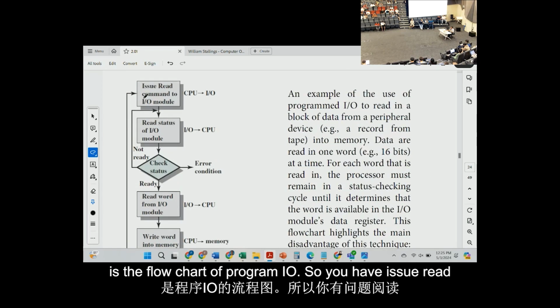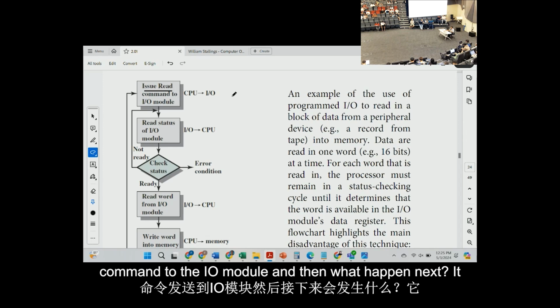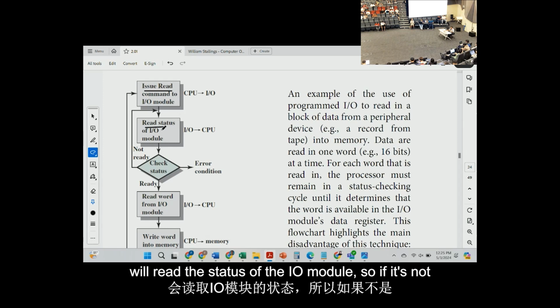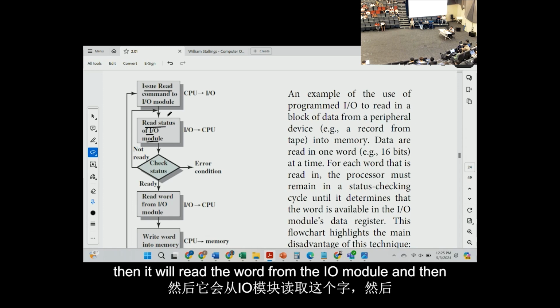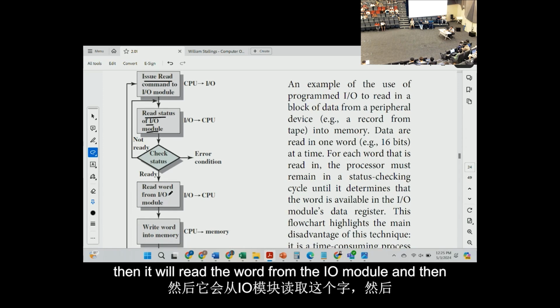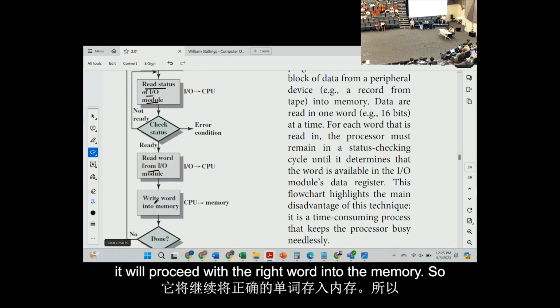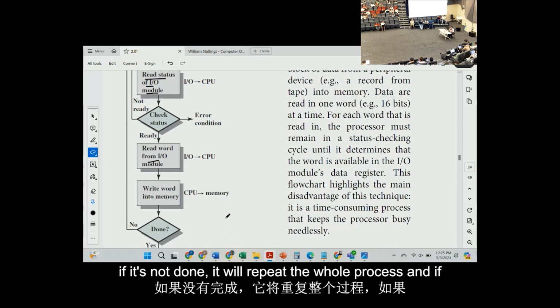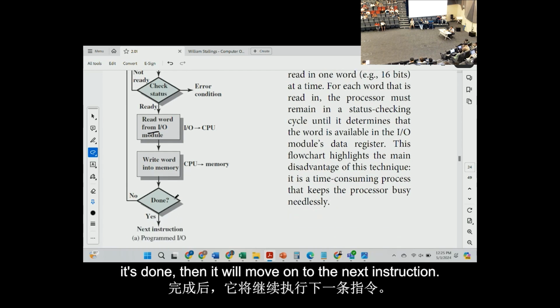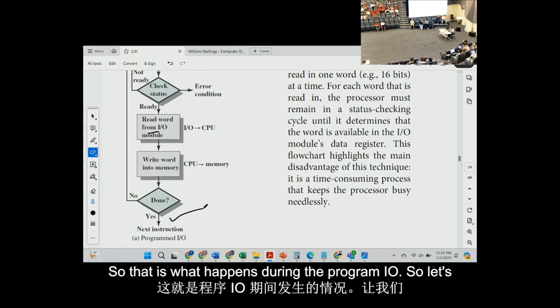So you issue a read command to the I/O module, and then what happens next? It will read the status of the I/O module. Okay, so if it's not ready, then it will repeat the process. If it's ready, then it will read the word from the I/O module, and then it will proceed with writing the word into the memory. So if it's not done, it will repeat the whole process, and if it's done, then it will move on to the next instruction. So that is what happens during the program I/O.